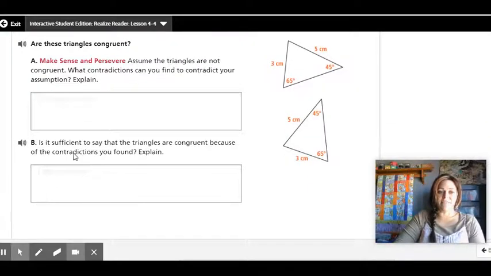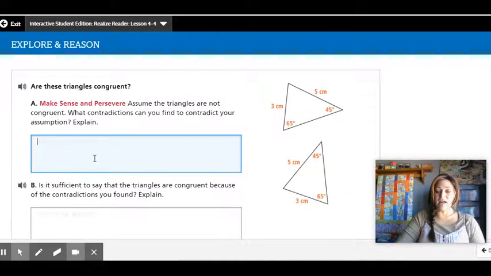And then, is it sufficient to say that the triangles are congruent because of what you might have found, or is it not enough? I want to see what you know, your teacher probably wants to see what you know, and just can you think of a way to prove that these are not congruent through a counterexample?